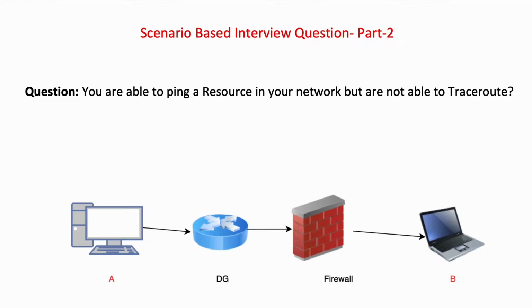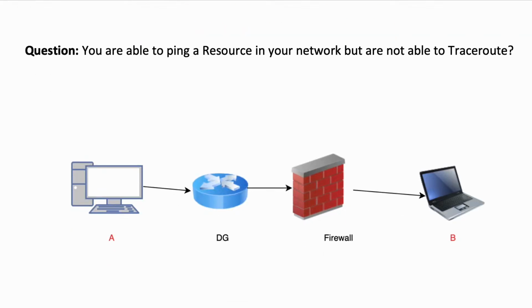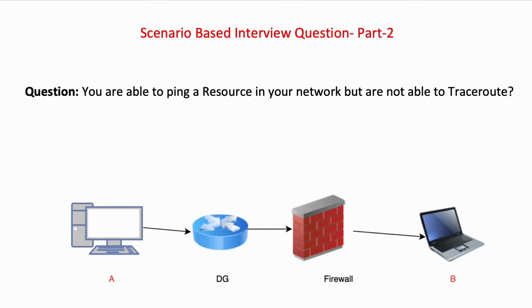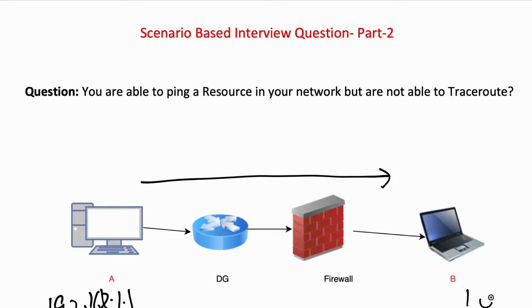In today's video, we'll discuss a second question in the series of scenario-based interview questions for network engineers. The question is: you are able to ping a resource. Basically from A to B, you're able to ping. Let's take some example IPs: 192.160.1.1 and this one is 10.1.1.1.